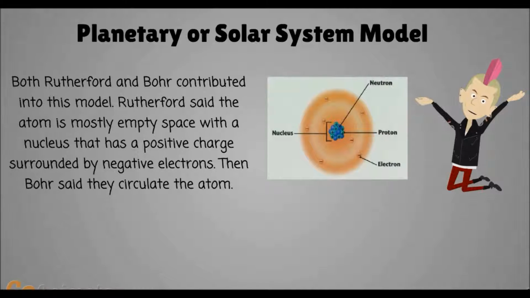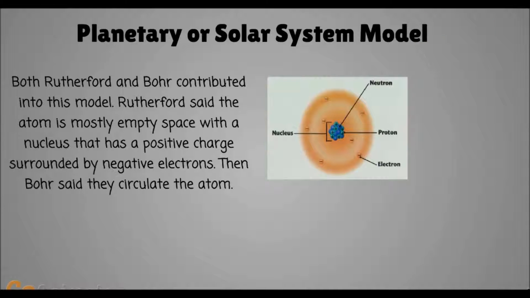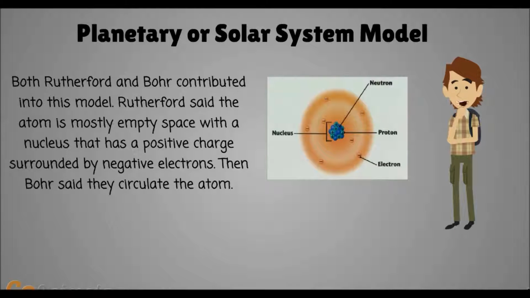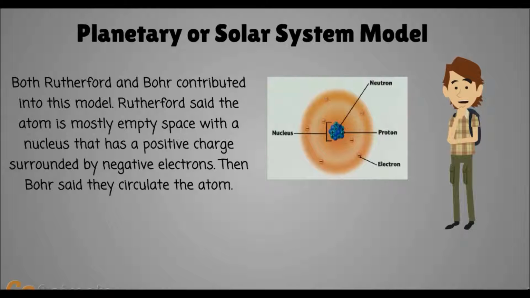Planetary or solar system model. Both Rutherford and Bohr contributed to this model. Rutherford said the atom is mostly empty space with a nucleus that has a positive charge surrounded by negative electrons. Then Bohr said they circulate the atom.